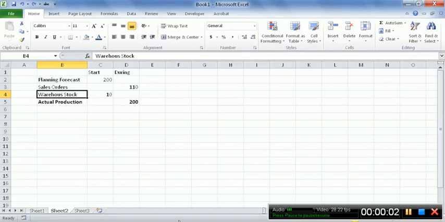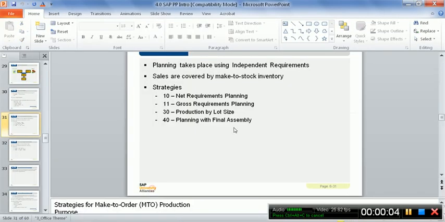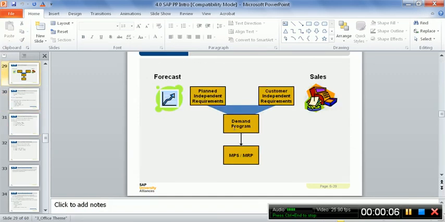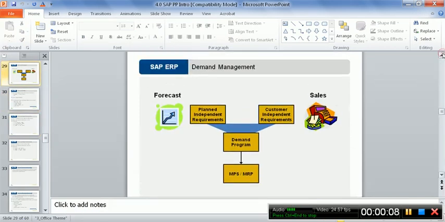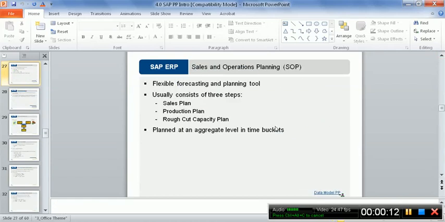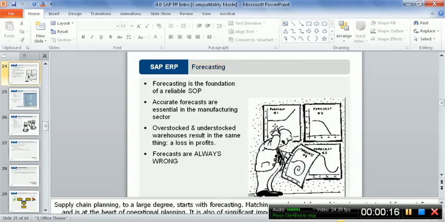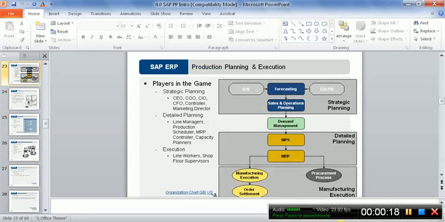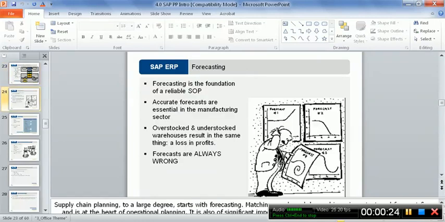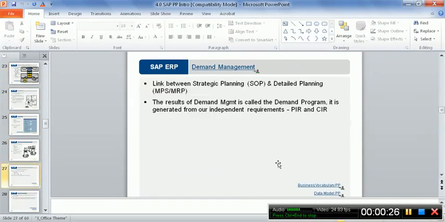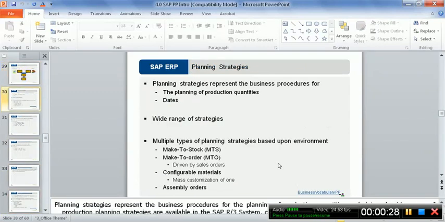Hello. So this is about the various production planning that we started in the previous video. We discussed the forecasting part, we discussed the sales and operation plan, and now before that we actually come up with a detailed planning and the execution of the detailed planning. We need to discuss something which is known as the planning strategies in SAP.